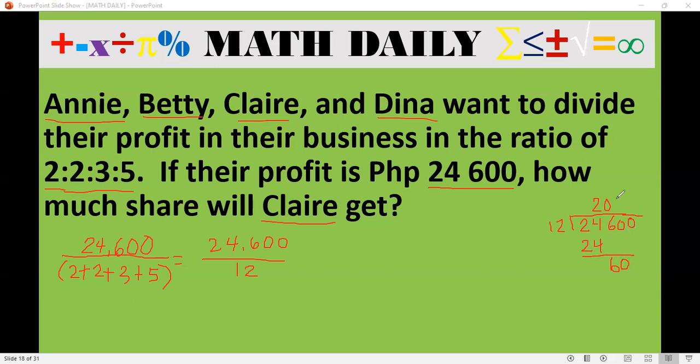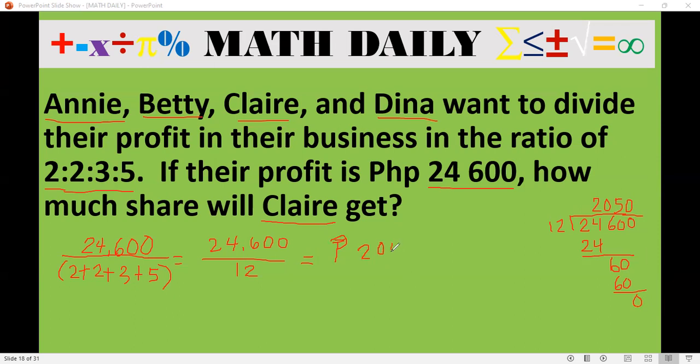So we have here 12 by 60 is equal to 5. And then multiplying 5 and 12, the answer that you are getting is 60. Now there remains another 0. You need to bring it down and then divide. Okay, so this is actually the number that is supposed to be multiplied to each of the numbers that you have here, for us to find the share of each of these persons.